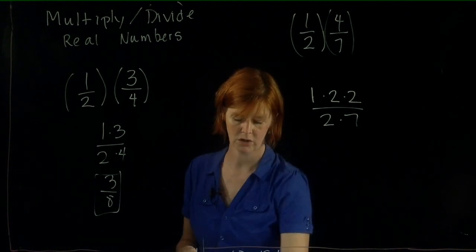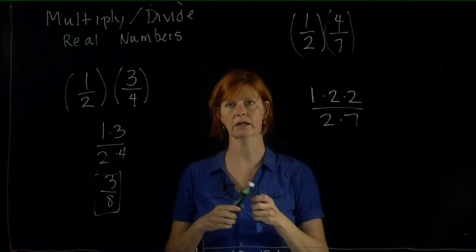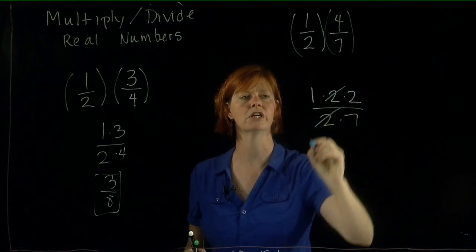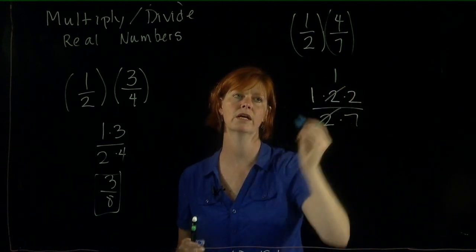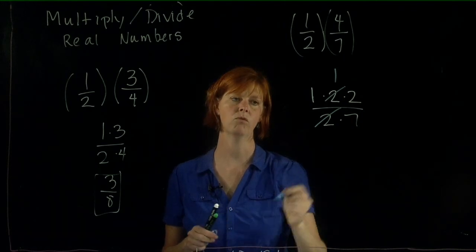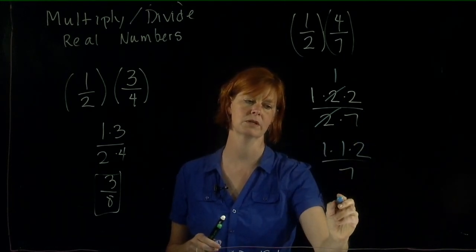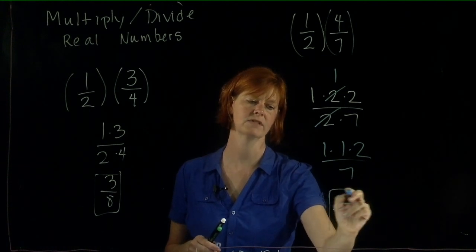Now this is called canceling. But really, canceling is division. 2 divided by 2 is 1. So on top, I have 1 times 1 times 2, and on bottom I have 7. Well, 1 times 1 times 2 is just 2, and on the bottom I have 7.